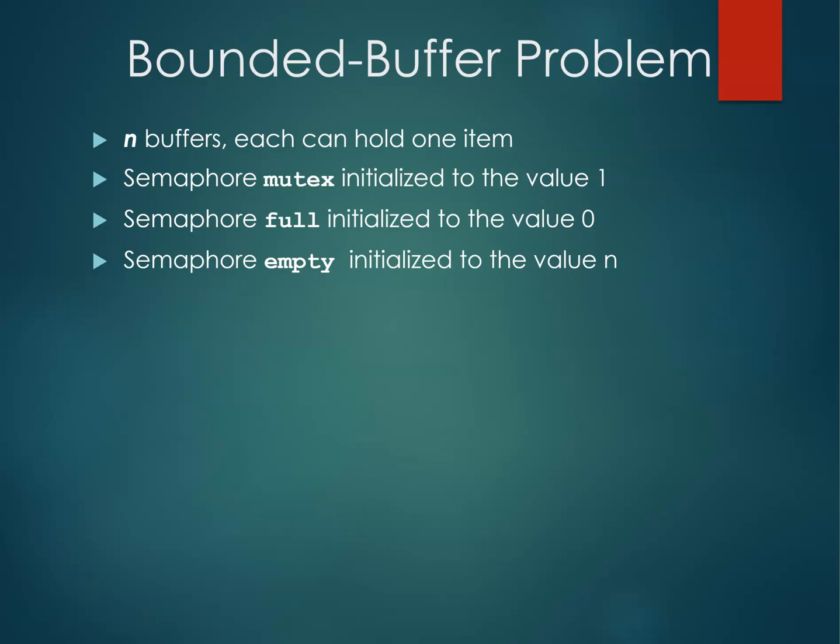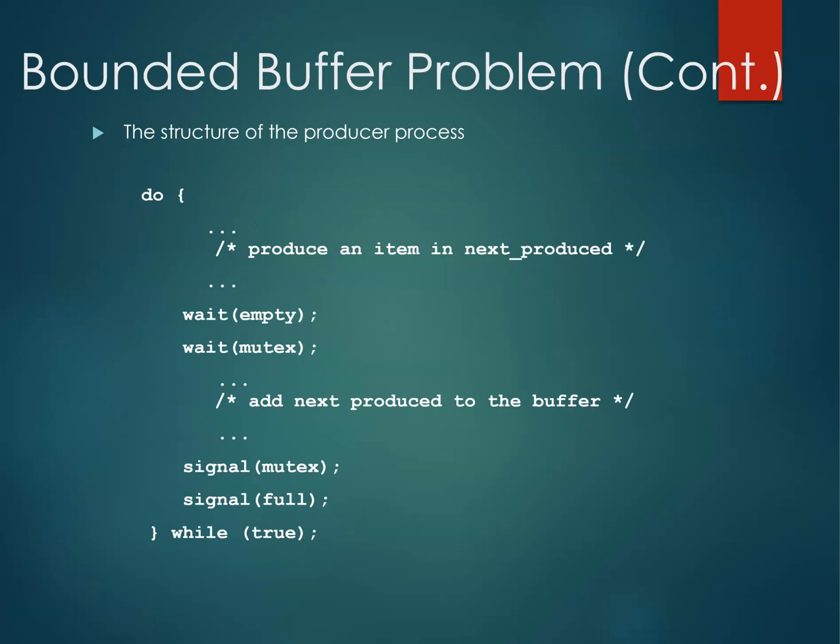We start this with a couple semaphores, both counting and binary. We've got a mutex initialized to the value of 1, meaning it's available. We have full initialized to the value of 0, and empty initialized to the value of n. We're going to use that as a counting semaphore.